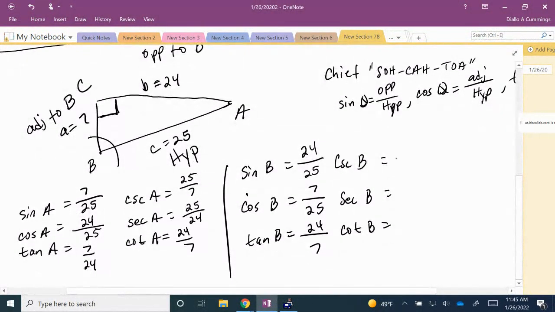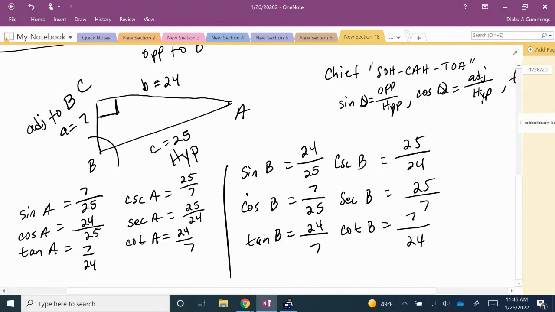Next, we'll list out the reciprocals. The reciprocal of sine is cosecant, so that's 25 over 24. The reciprocal of cosine is secant, so that's 25 over 7. And the reciprocal of tangent is cotangent, so the cotangent value is 7 over 24. All right, any questions? Okay, so these are the 6 trig functions for the triangle.